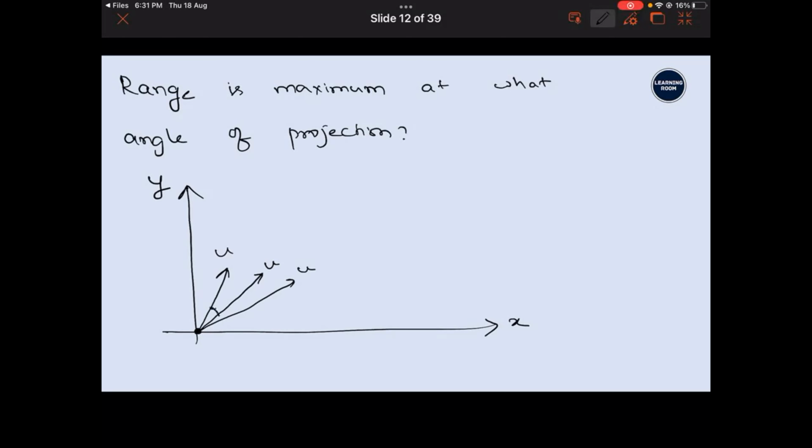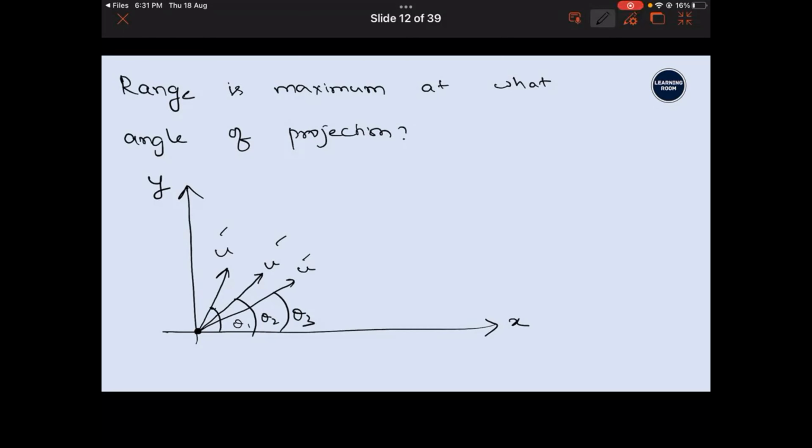So let me call this theta 1, this theta 2, this theta 3, and keep on going. If you project the particle with the same initial velocity, means you're not changing the velocity, 10 meter per second or 10 meter per second, but you project with different angles with respect to the horizontal, then they're asking what should be that particular angle where I can say range is maximum?